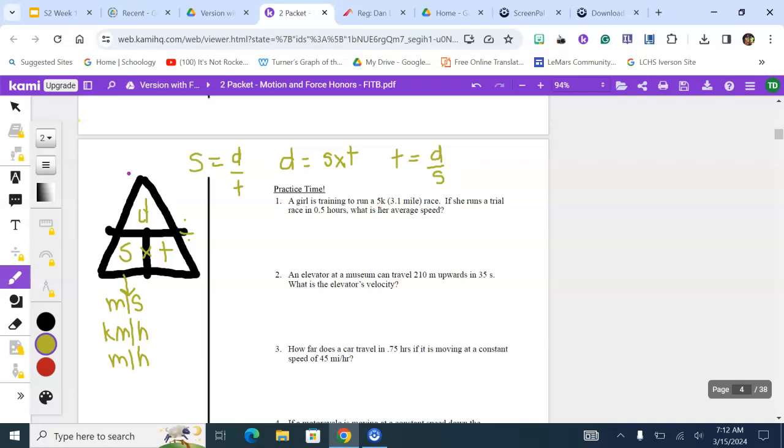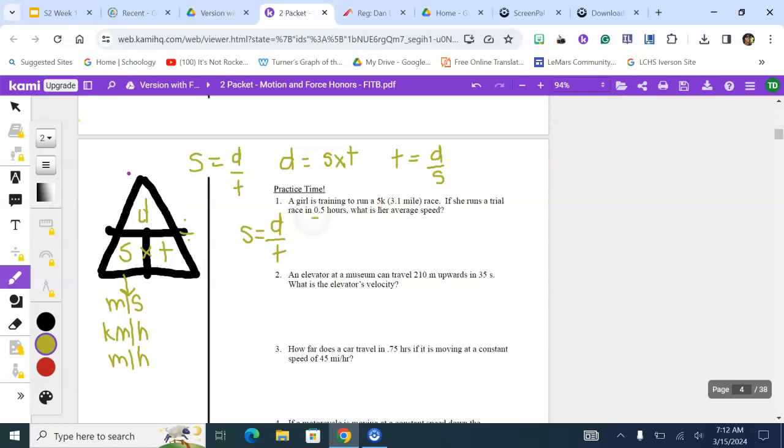All right, so a girl is training to run a 5K, which is 3.1 miles. If she runs a trial race in 0.5 hours, what is her average speed? So what are they asking me for? Speed. What is the equation for speed? Speed equals distance divided by time. Now, instead of just looking for numbers, I'm going to pay attention to the units as well.